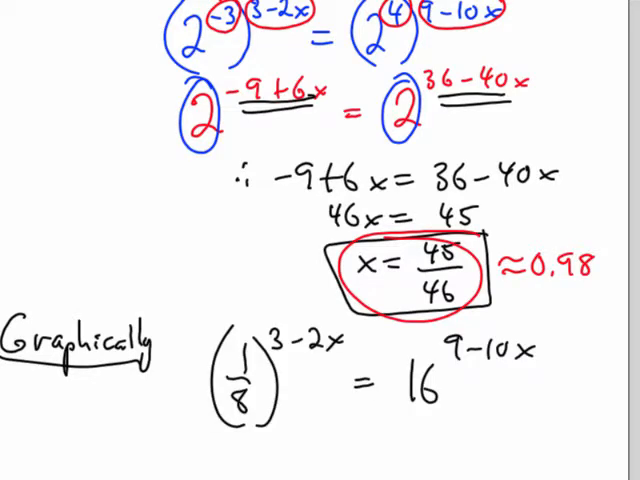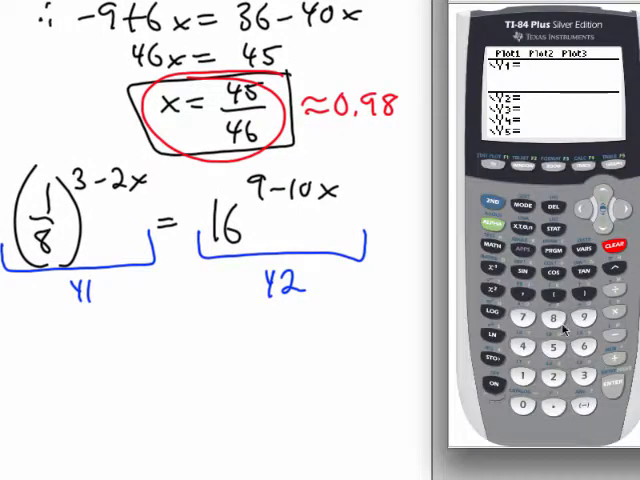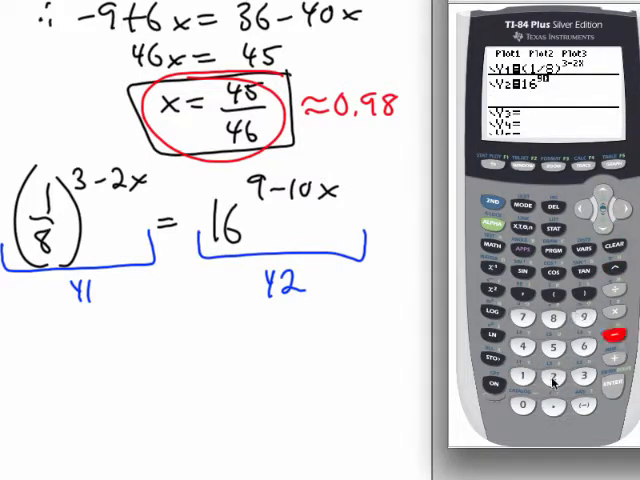And when we solve graphically, as we said before, we have two options. We can enter both sides of the equation as their own function, so y1 and y2. I'm going to take advantage of my graphing calculator for this question. So here we go, 1/8 to the exponent 3 minus 2x. And our second equation, 16 to the exponent 9 minus 10x.